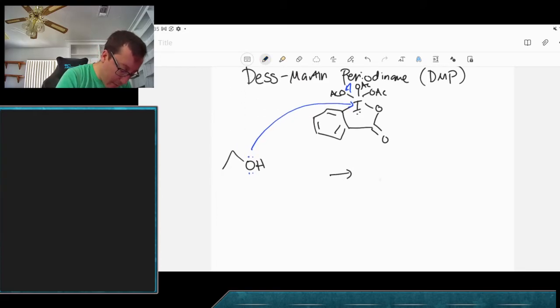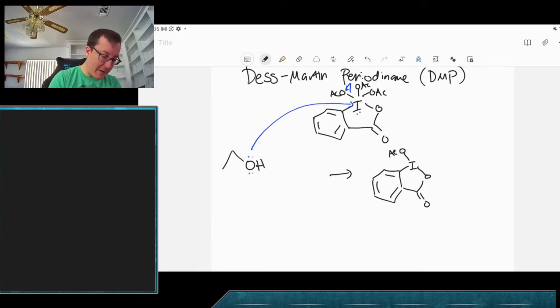If we do this, let's redraw our molecule. So we have that. We've got our alcohol now. OAc, by the way, is acetate. We're going to see that here.